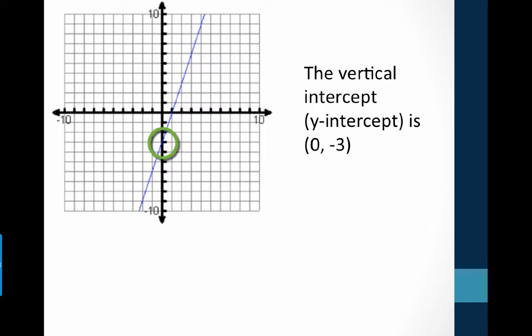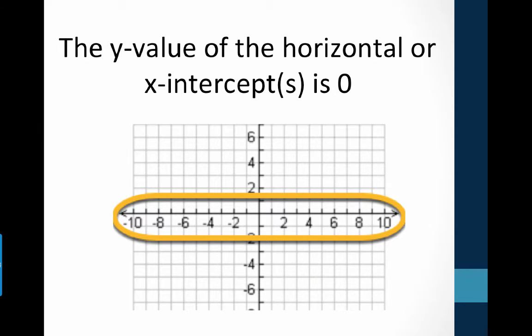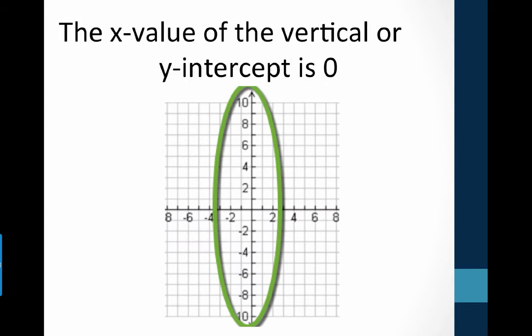Now, if you look back on your paper, you can see a pattern emerge, and that is that the y value of the horizontal or x-intercepts is always 0. That's going to be very important to us as we move forward. We can also see that the x value of the vertical or y-intercepts is 0.